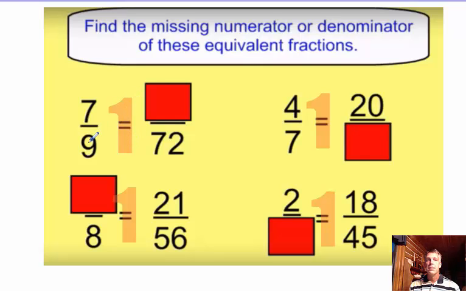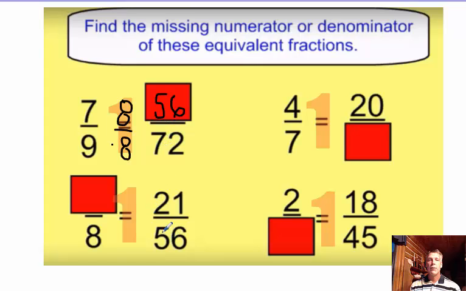Well, let's look. How many times does 9 go into 72? Well, that's 8. If I take 9 times 8, that's 72. Well, if I multiply 8 on the bottom to keep identity, I have to multiply 8 on the top. And that's going to be 56. So 7/9 is equivalent to 56 over 72.